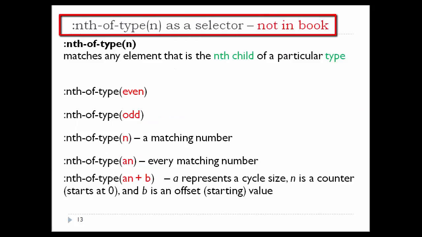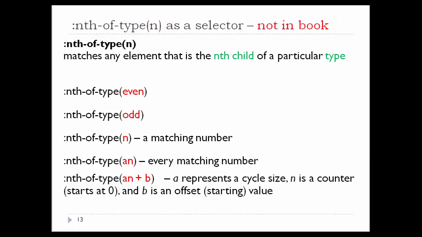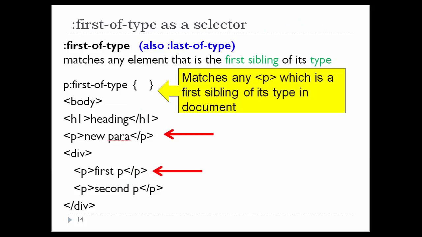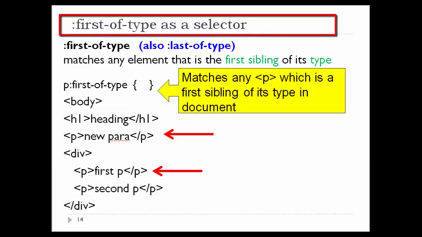We also have the nth-of-type selectors, which are not in the book, so I'm covering them here. The nth-of-type are very similar to the nth-child. They follow a similar syntax, similar functionality. So let's take a look at our first-of-type. And there's also a last-of-type.